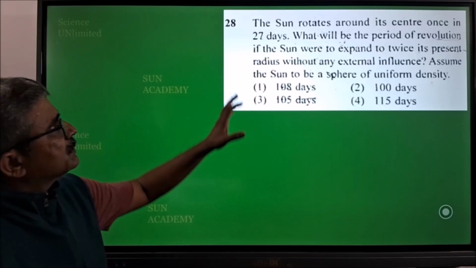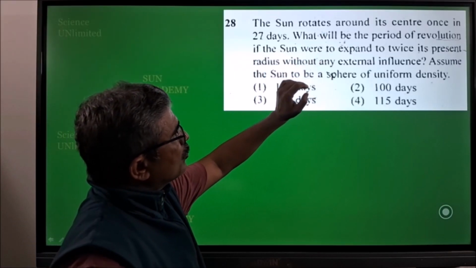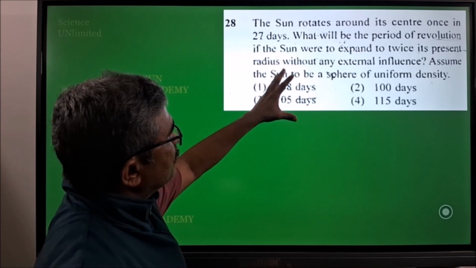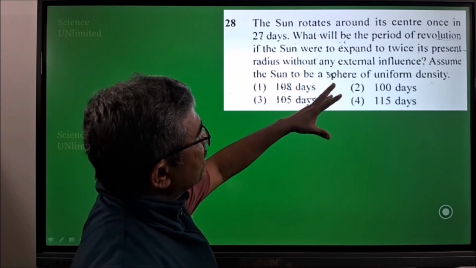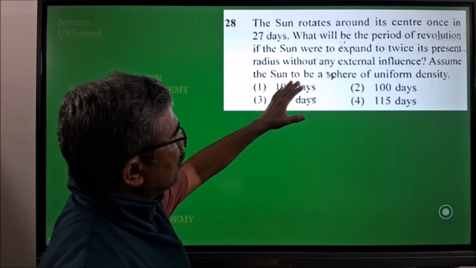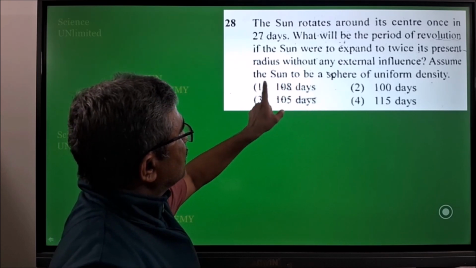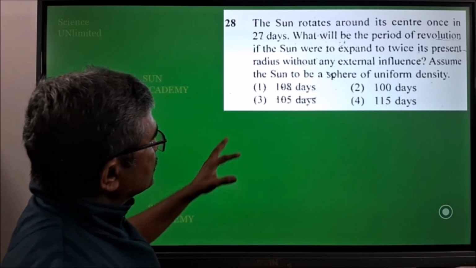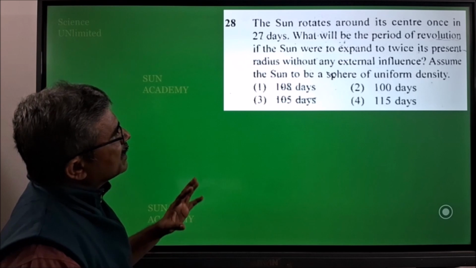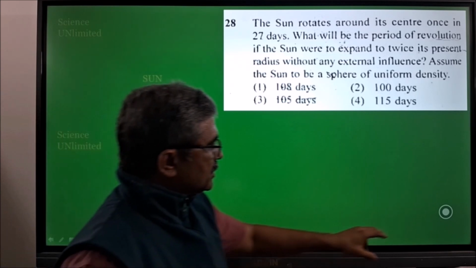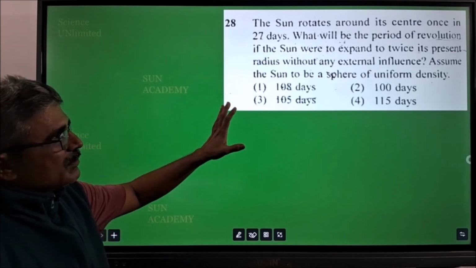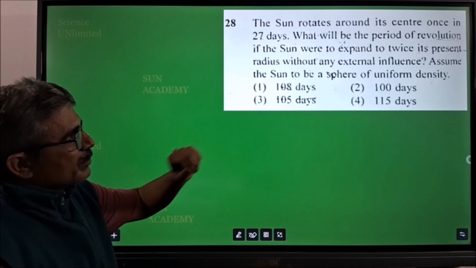Our next question is: the sun rotates around its center once in 75 days. What will be the period of revolution if the sun were to expand to twice its present radius without any external influence? Assume the sun to be a sphere of uniform density. So days are given, so we need to find out a new time. The question seems to be framed on gravitation lesson, but it's not from that. It is from rotational mechanics.